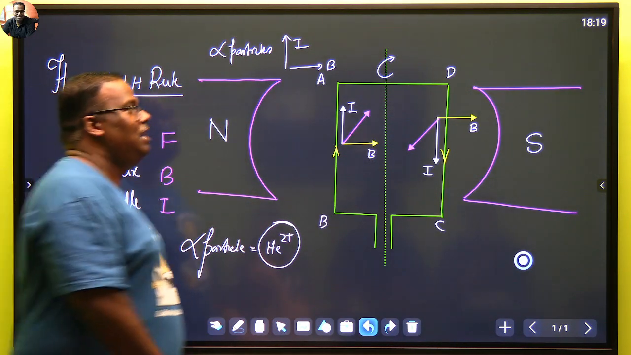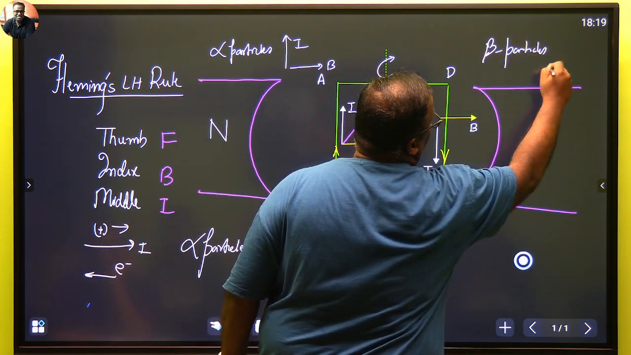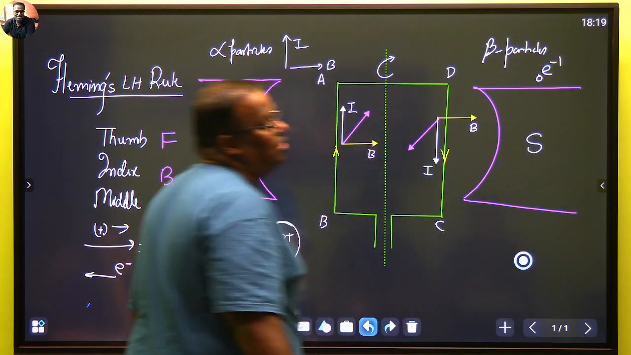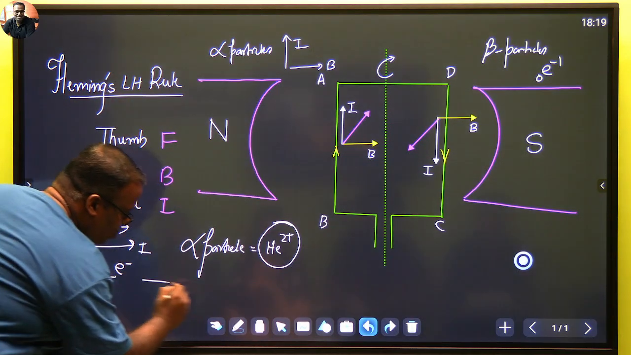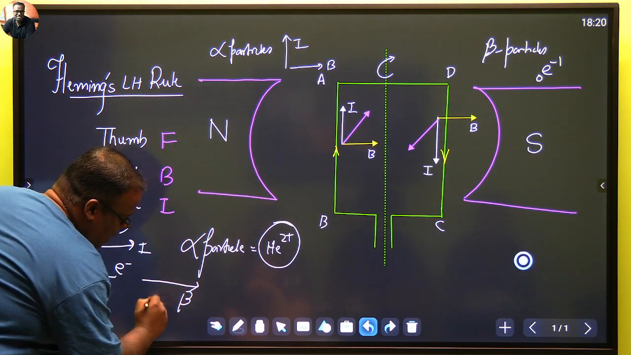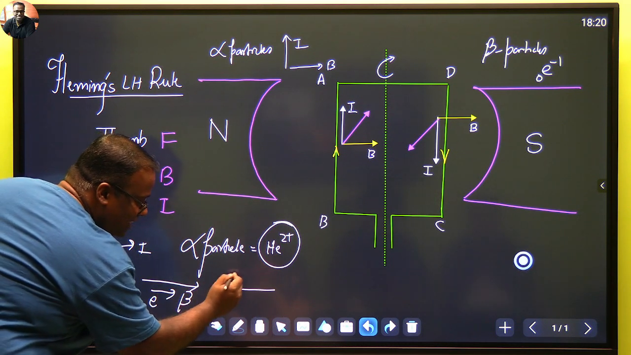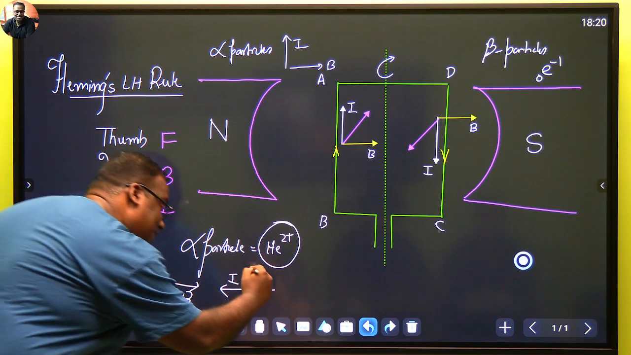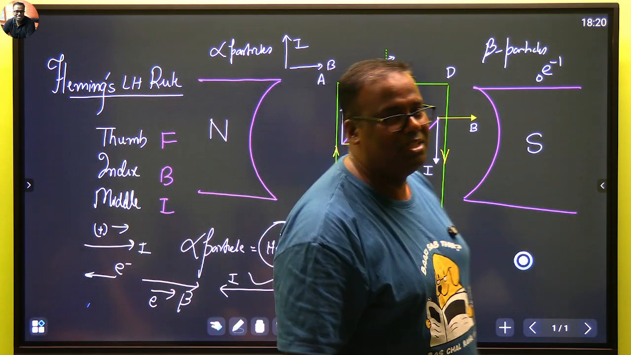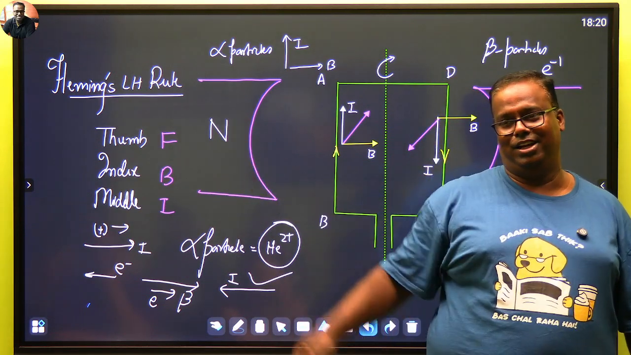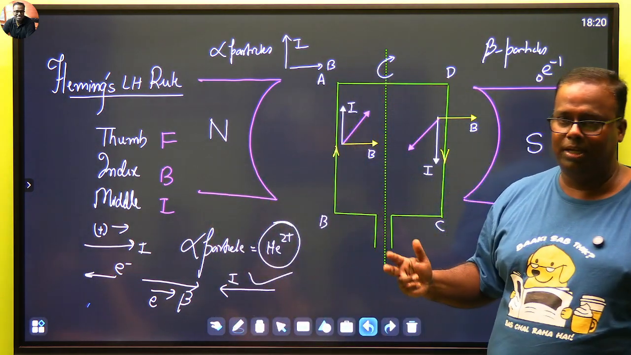Then they may say a stream of beta particles. What is beta particle? Electron with negative charge and almost zero mass. So if beta particles are going in this direction, it means electrons are going in this direction. That means current is in the opposite direction. And this is the case that will come in your exam, because as soon as it says beta particle, the student will take the current in the beta direction. That is the mistake, nothing else can turn it.